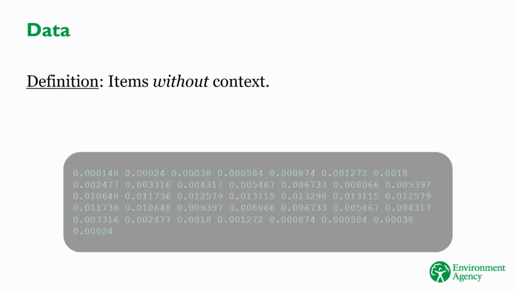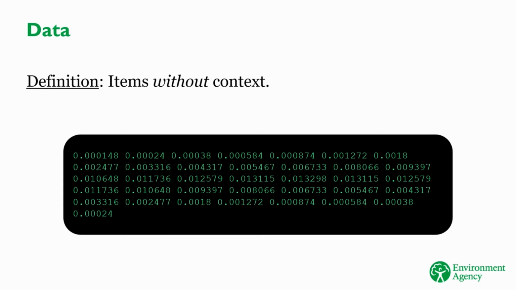Data means items that are presented without context. These items can be numbers, words, texts, sounds, images, anything that a computer is able to store. Here is an example of some data. You can tell that it's a load of numbers, but you don't know what they mean because there's no context.